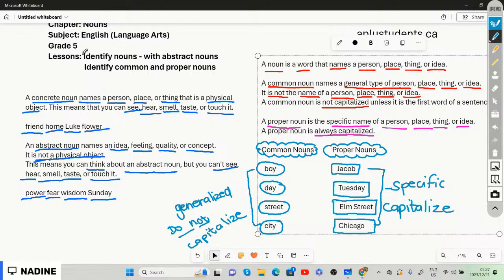We are going to go over once again concrete and abstract nouns as well as common and proper nouns. Before we continue, does everybody understand the difference between a concrete noun and an abstract noun? And does everybody know the difference between a common noun as well as a proper noun? That is now before we continue.